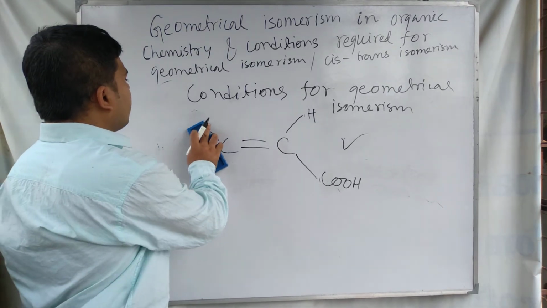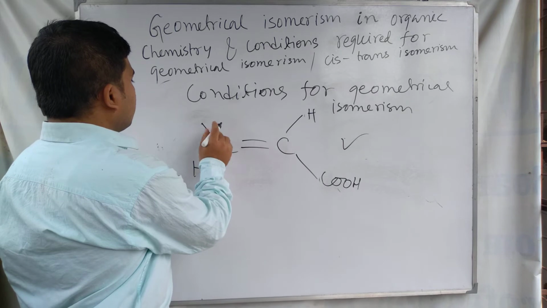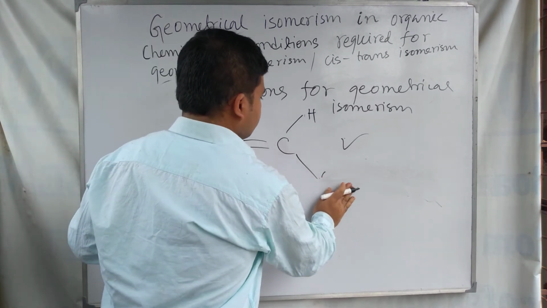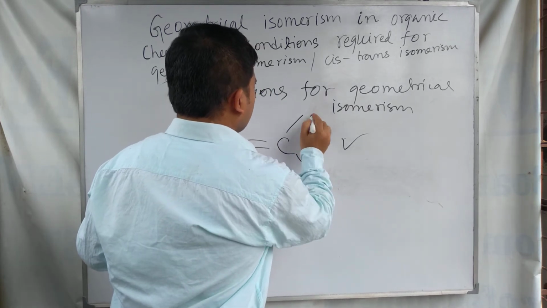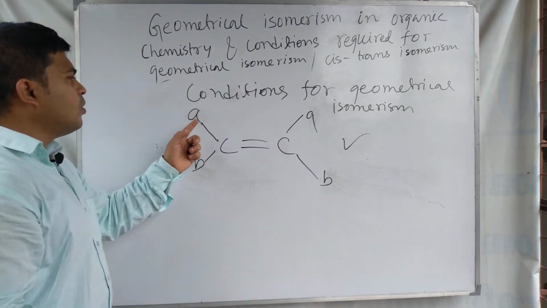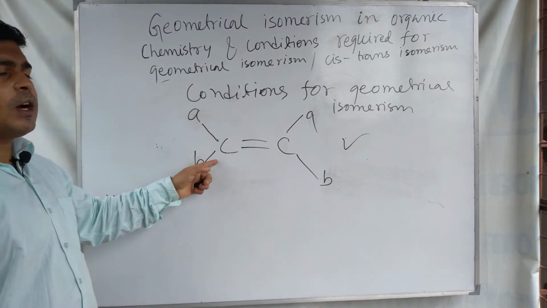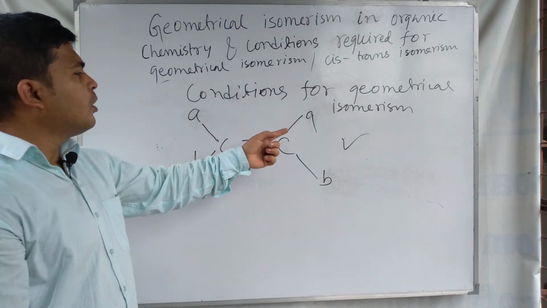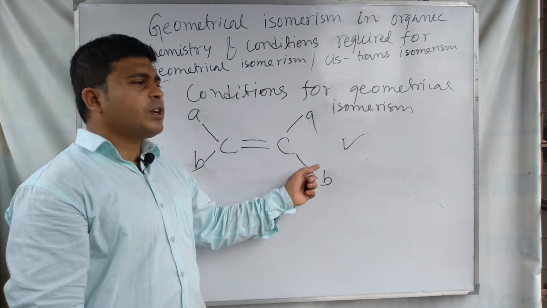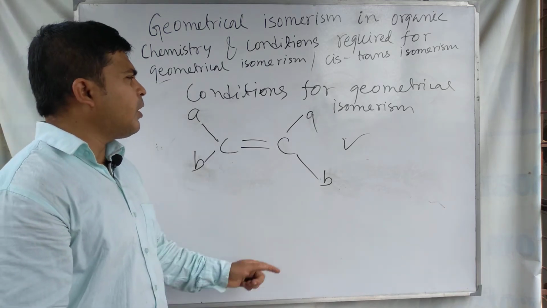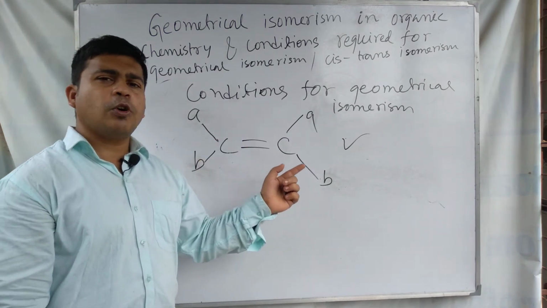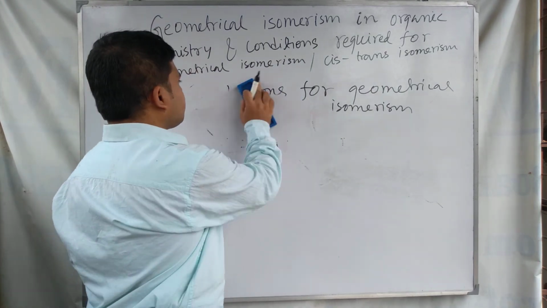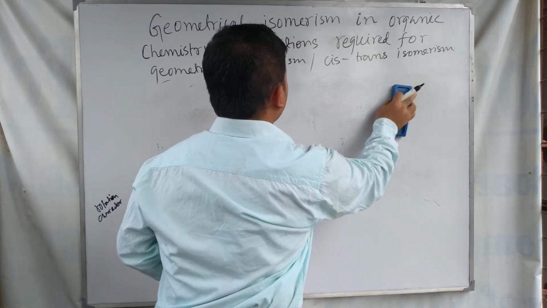So for geometrical isomerism we have to see A, B and A, B. Means these two valencies of the carbon must attach with different atoms or different groups of atoms. Then geometrical isomer is possible. Otherwise the compound cannot show geometrical isomerism. This is the condition of geometrical isomerism.